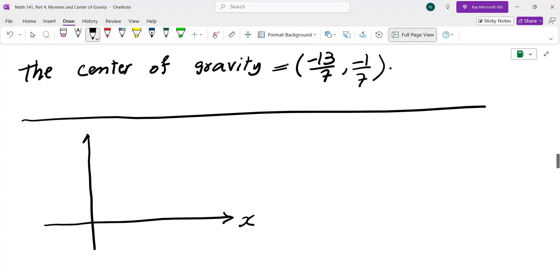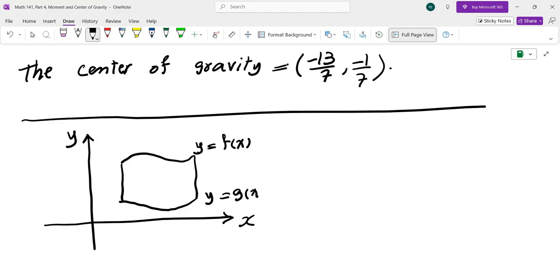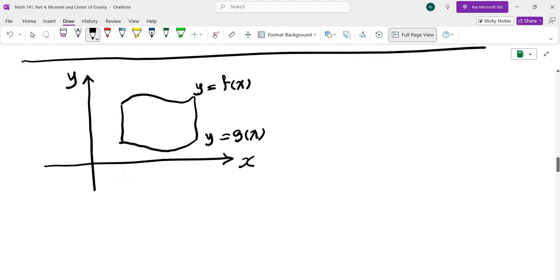So let me draw a diagram for this. I have a function f of x. I have a function g of x. This is y equals f of x, y equals g of x. And I want to find the center of mass of an object positioned at this region R. So what is the center of mass of that?